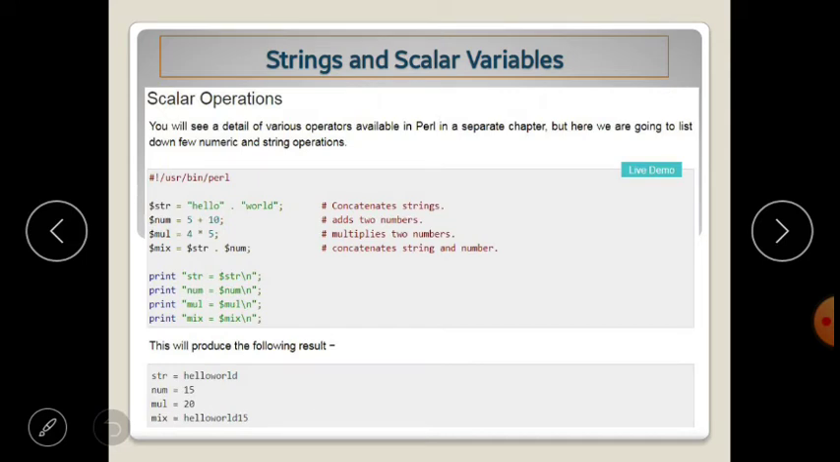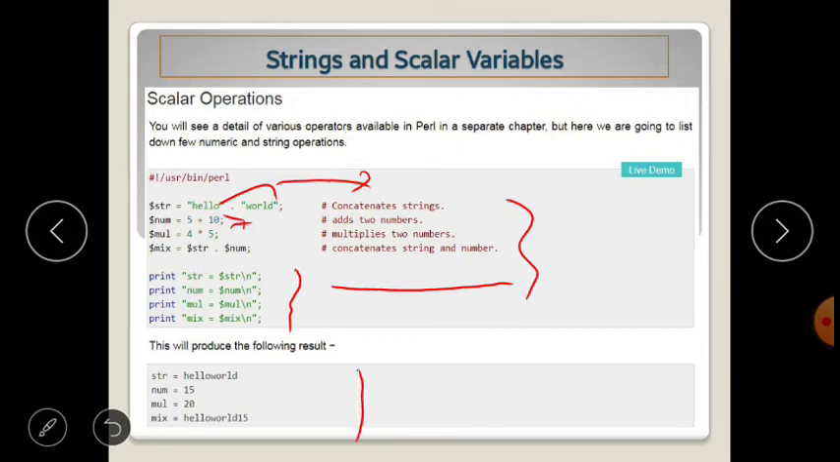Next, scalar operations. Scalar operations are things like concatenating strings, adding two numbers, multiplying two numbers, and concatenating strings and numbers. These can be done by these statements, where we write $str equal to $str, where $str has hello dot world. Both the strings are concatenated by using the dot operator, and this will produce the following results.